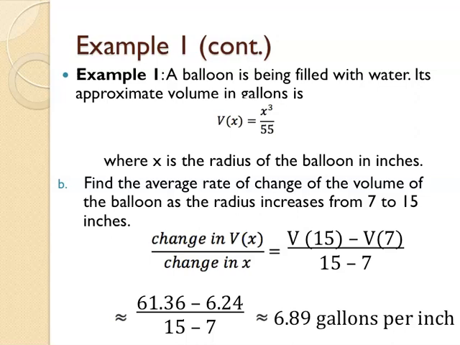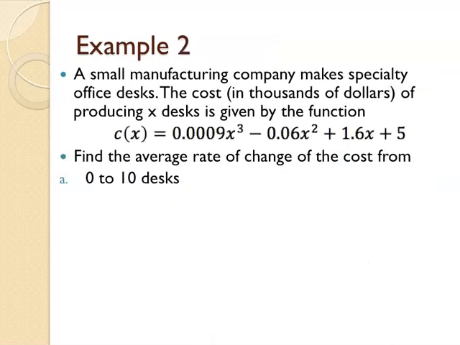Let's take a look at another example. A small manufacturing company makes specialty office desks. The cost in thousands of dollars of producing x desks is given by this function: C of x equals 0.0009x cubed minus 0.06x squared plus 1.6x plus 5. Find the average rate of change of the cost from 0 to 10 desks.